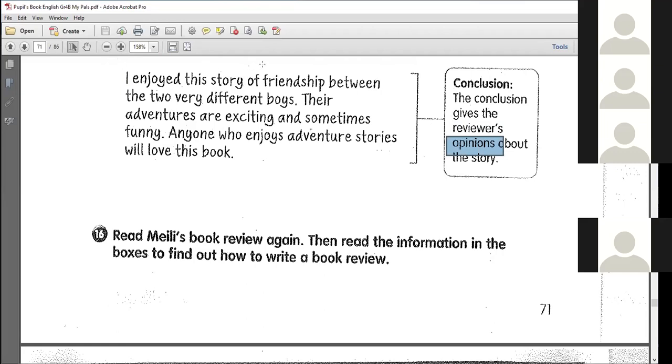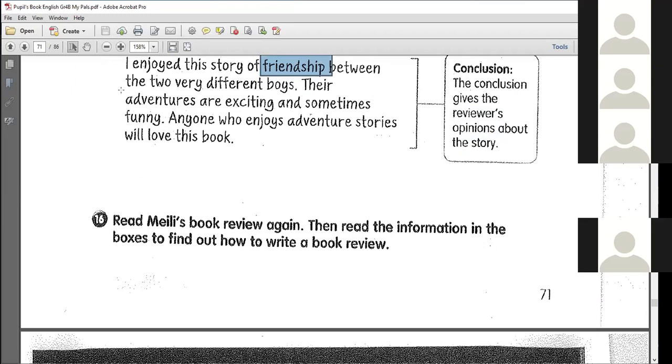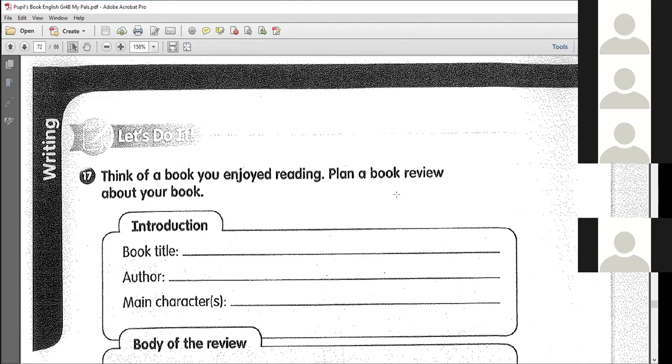This person said, I liked it because it was a story about friendship. And it said it's an adventure book and it's exciting and it's funny, okay? And then they recommend the book, okay? So anybody who enjoys adventure books should read this book, all right? This is probably a good place to end. However, let's look at the next page.